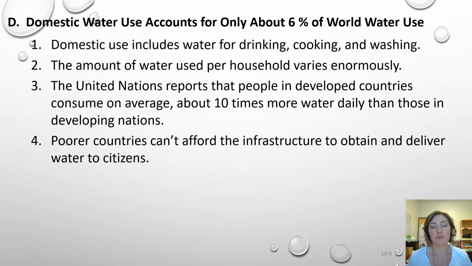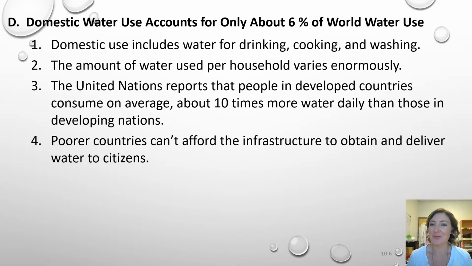So we talked about agricultural water use as being the highest usage of water, followed by industrial use. Domestic water only accounts for about 6% of world water use. And when we say domestic water use, we're talking about water that is being used for drinking, cooking, washing, anything having to do with maintaining a household. So only about 6% of that is being used in a domestic sense.